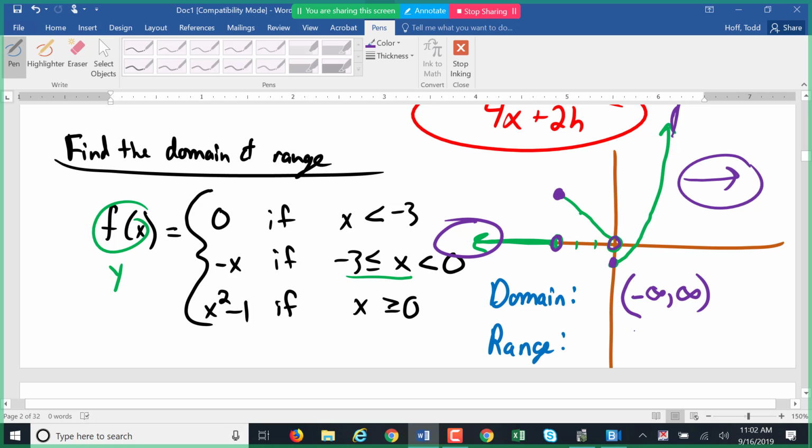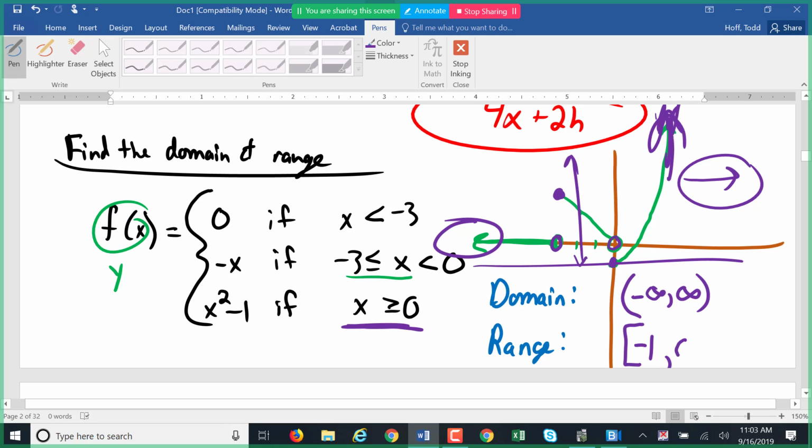The range is a little trickier. This range does have limits. Remember, range is your y values going up or down. The smallest this ever gets is -1. Does it include the -1 or not? Well, yes, x squared minus 1, x is greater than or equal to 0. It does include the -1, so I have to put the square bracket there. And then, of course, we can see here, this is going to shoot off to positive infinity in the y direction. So it goes from -1 to infinity, like that.